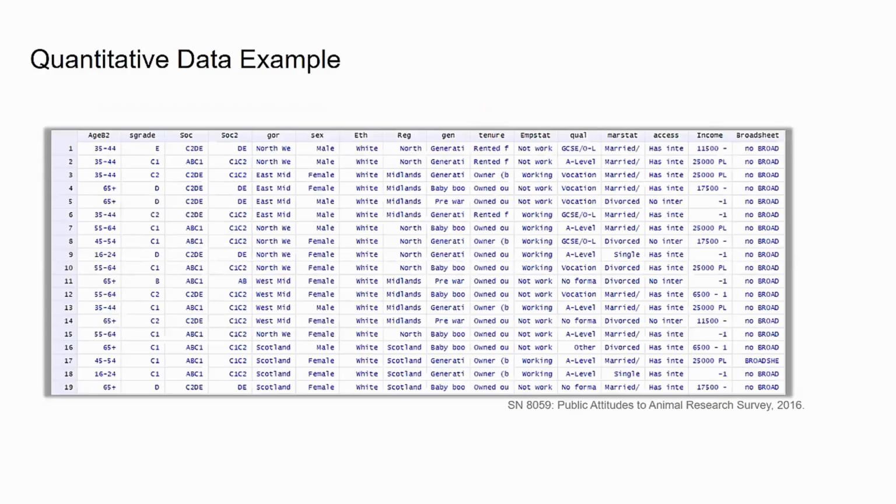Now on this slide, we have an example of quantitative data. This example has been taken from the Public Attitudes to Animal Research Survey from 2016. This dataset can be found using our data search engines and is available under open data licence due to it being less disclosive. You'll notice the banded ages and incomes, and that the government office regions are the lowest geographic unit, so this data isn't considered high risk.